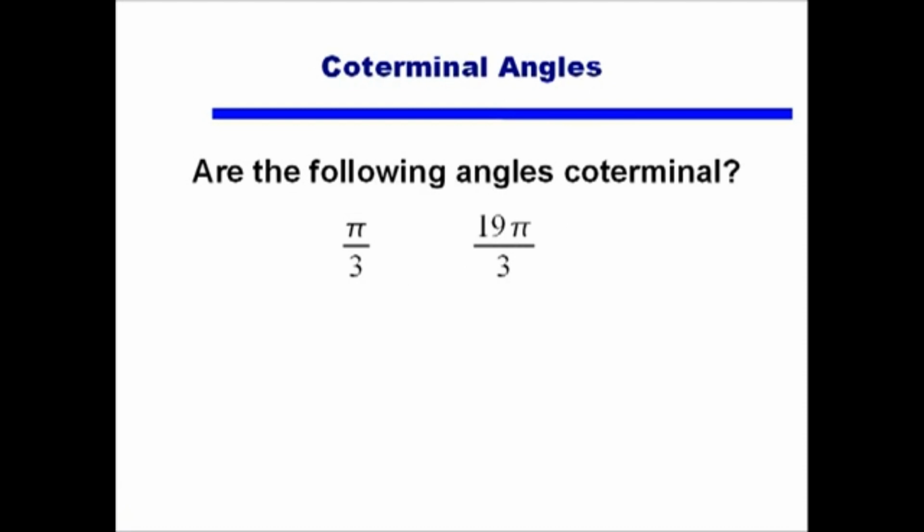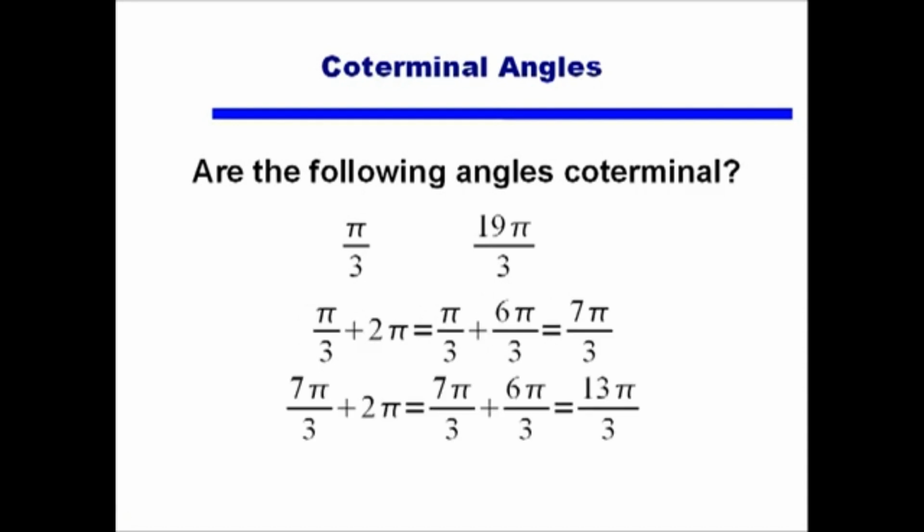Another way this question can be asked is, given these two angles, are they coterminal? And to figure that out, all we'll do is take the smallest angle, and we'll add to it complete rotations. We'll keep adding 2 pi until we hit or pass our second angle. So if I have my angle of pi over 3, and I add to it 2 pi, after changing it to a common denominator, I find that I get 7 pi over 3.